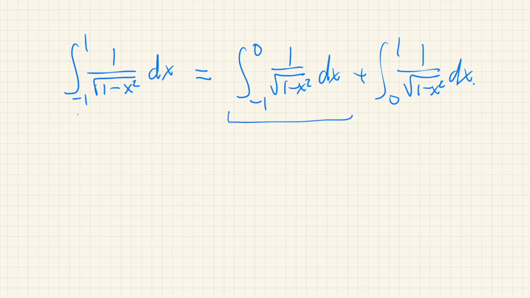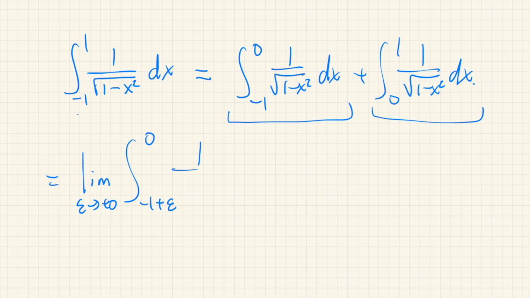Then we calculate each improper integral separately. So the first one becomes something like this, from negative 1 plus epsilon to 0, with the limit as epsilon goes to 0 from the positive side, and then from 0 to 1 minus epsilon.